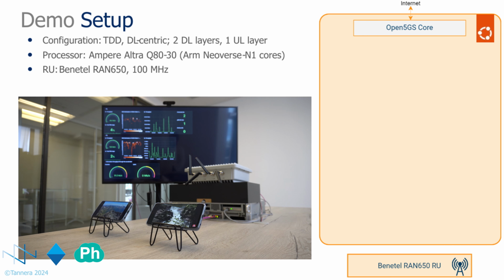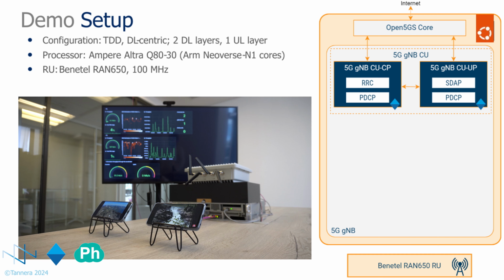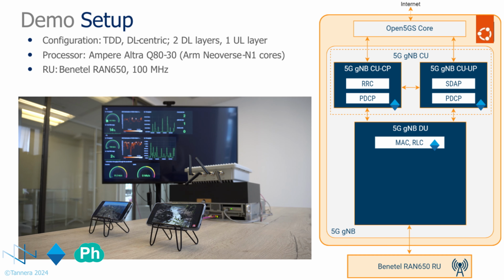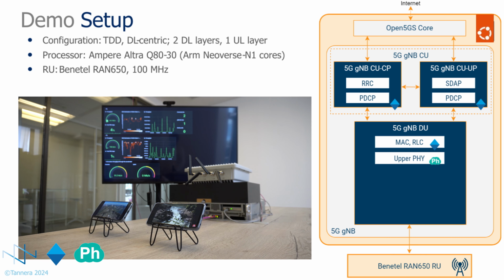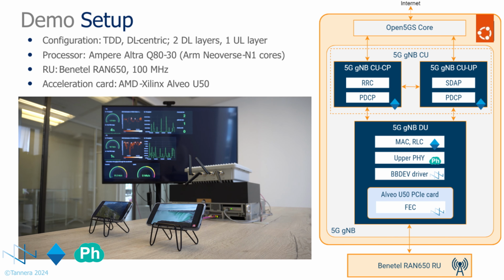For this demo, we use Open 5G core, Effnet's 5G gNodeB CU, and 5G gNodeB DU components, and Phluido's 5G upper layer 1 run in separate containers. Tannera's look-aside acceleration IP runs on AMD Alveo U50 FPGA acceleration card. Since it is fully virtualized, the accelerator can serve multiple cells, which will be presented later in the demo.